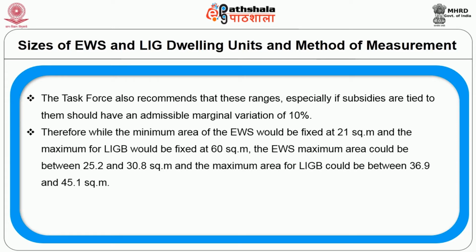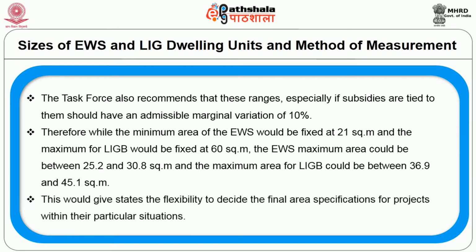Therefore, while the minimum area of EWS would be fixed at 21 square meter and the maximum for LIG B would be fixed at 60 square meter, the EWS maximum area could be between 25.2 and 30.8 square meter, and the maximum area for LIG B could be between 36.9 and 45.1 square meter. The final area specifications are for the project within their particular situation.